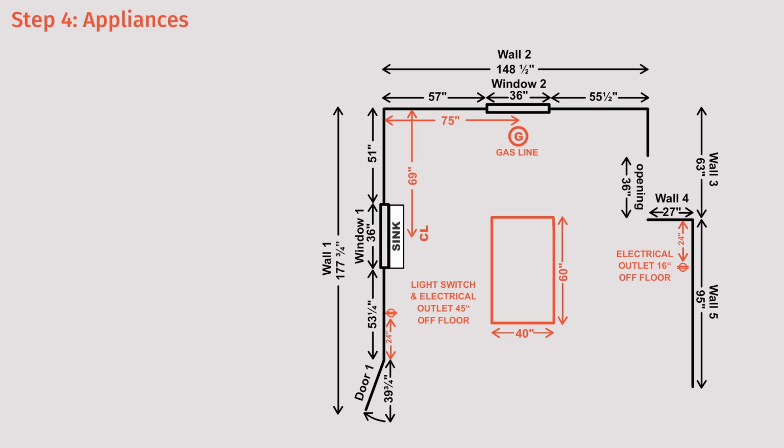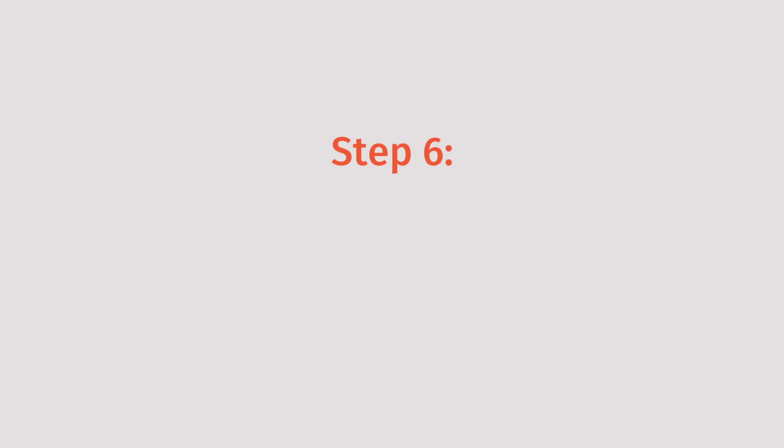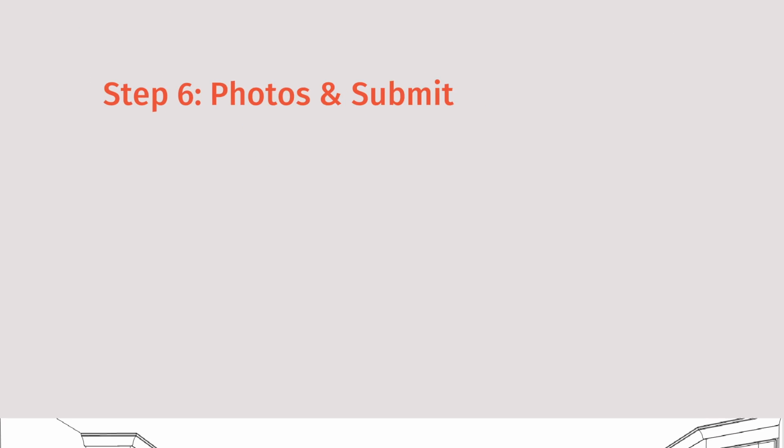Step 4. Appliances. Next, mark the placement of your appliances and sink using the same process from the previous step. Step 5. Ceiling height. Now measure the height of your ceiling in 3 areas, recording the smallest measurement. Step 6. Photos and submit.